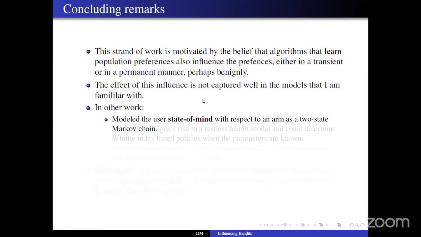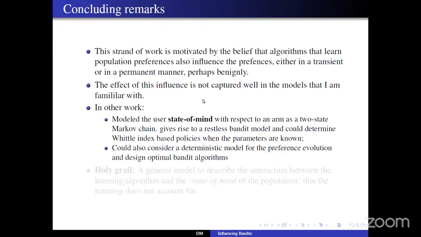So if you want to talk in terms of probability, the P on that arm keeps changing with time. So I model that as a Markov chain. How that Markov chain gets influenced, et cetera, is a whole bunch of modeling descriptions associated with that. Based on such an intuition, you can come up with a restless bandit model, and for that restless bandit model, we could determine Whittle index based policies when the parameters are known. This is the work that I did with Rahul Meshram, one of my PhD students, and Aditya.